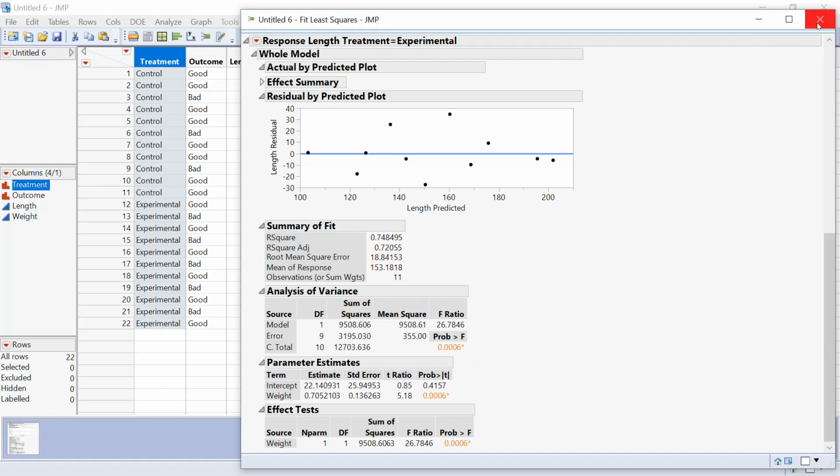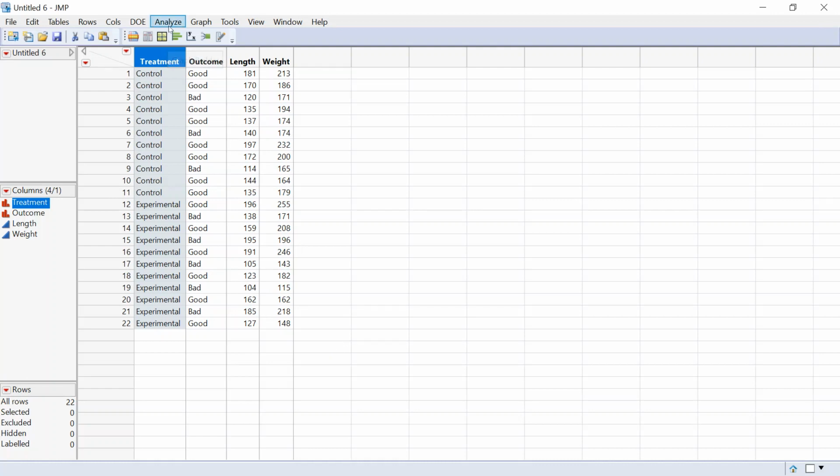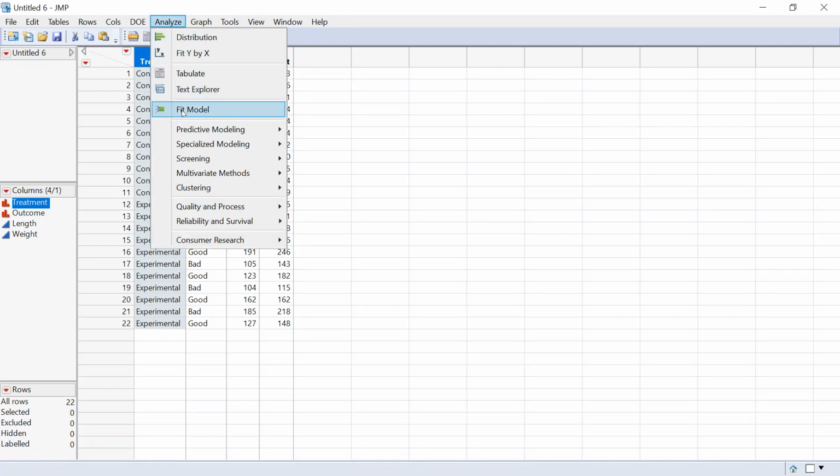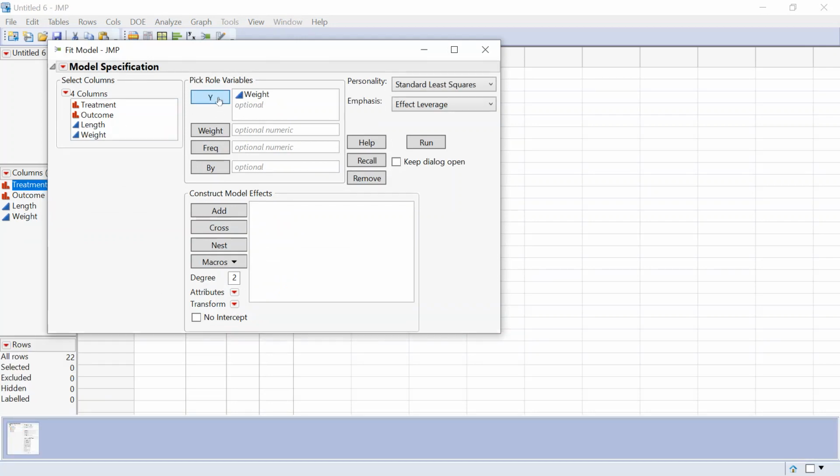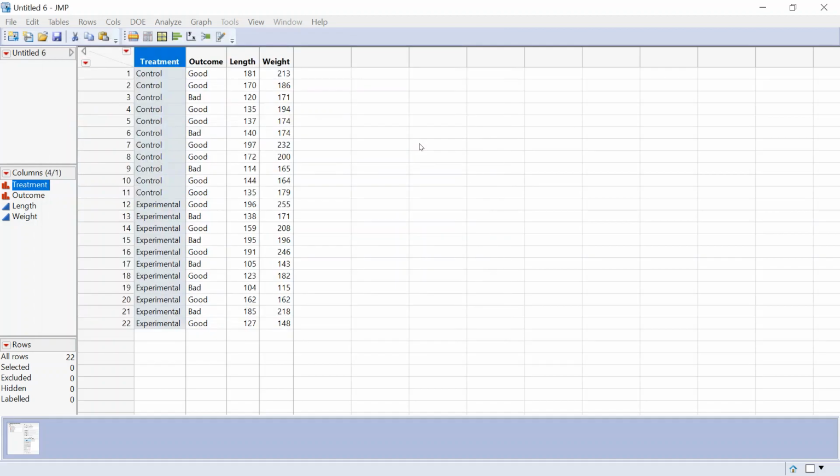Another fancy analysis that you might want to do, again, we'll go to Fit Model. You might want to ask whether weight differs between treatments, but also you think weight might differ between individuals with good outcomes and bad outcomes. And so you can look at the effects of both treatment and outcome on weight at the same time. This is called a two-way Anova. And so let's see what that looks like.